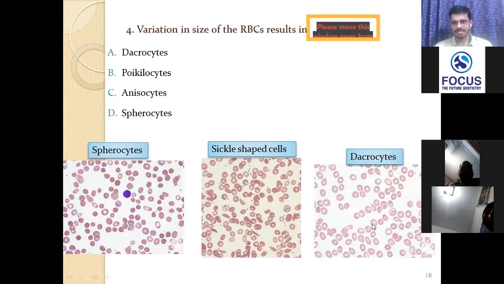Then you have these teardrop-shaped cells. Look at the cell here. Teardrop-shaped cells. These are also called dacrocytes. Dacrocytes means teardrops. Teardrop-shaped cells.